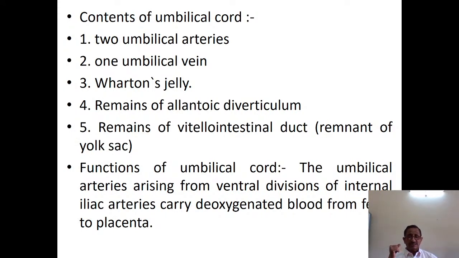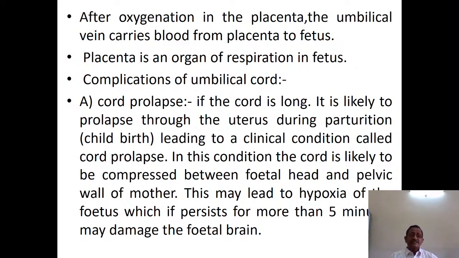Functions of the umbilical cord. The umbilical artery is arising from the ventral division of the internal iliac artery. Here, the internal iliac artery of the fetus carries deoxygenated blood from the fetus to the placenta. After oxygenation in the placenta, the umbilical vein carries blood from the placenta to the fetus. Placenta is an organ of respiration in the fetus.